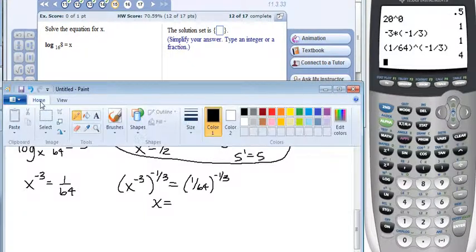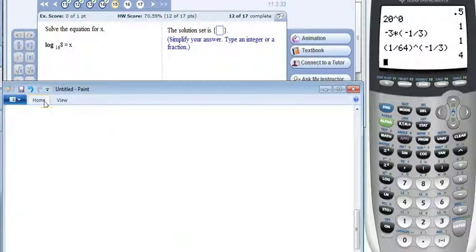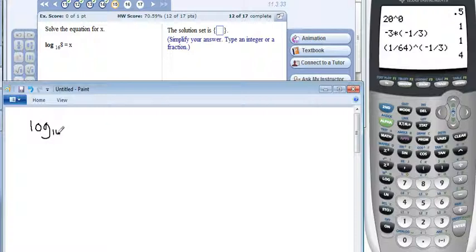Let's see. I don't want to leave you hanging at the very last sections here. All right, let's try this one.